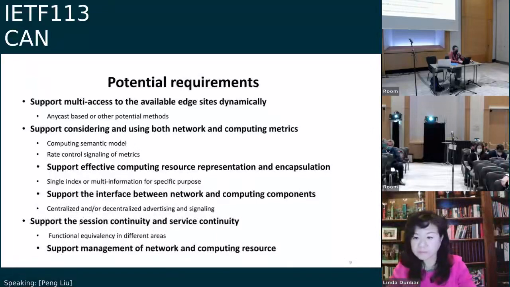And the fourth one is to support the interface between network and computing components, maybe by centralized or decentralized advertising and signaling. And next is to support session continuity and service continuity to realize functional equivalency in different areas. And the last one may support the management of network and computing results.